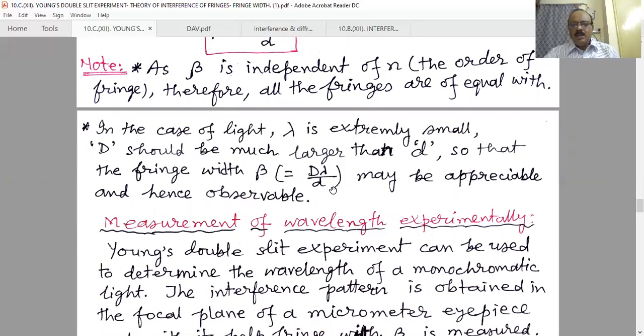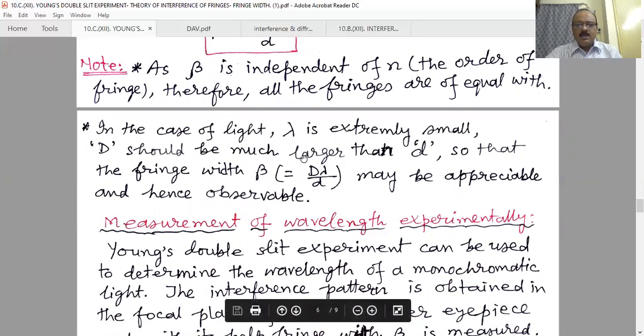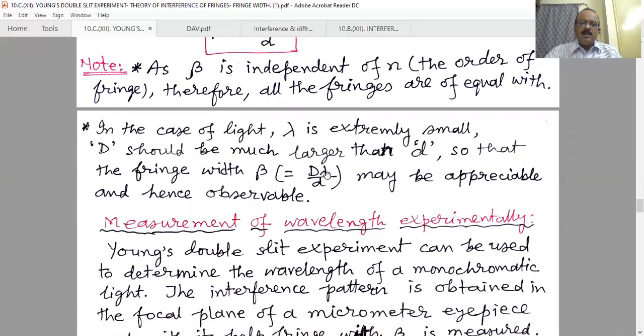Then there is a question: why do we take such a large distance D compared to small d? Because in this expression for the fringe width, Dλ/d, λ is very, very small, in the order of 10 to the minus 6 meter, and d is also very small. Therefore the ratio of capital D to small d should be high, such that the value of β is accessible and visible to us. If β is very, very small, we cannot separate the bright and dark fringes. That means we cannot see the interference pattern.